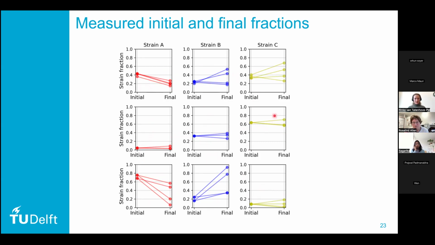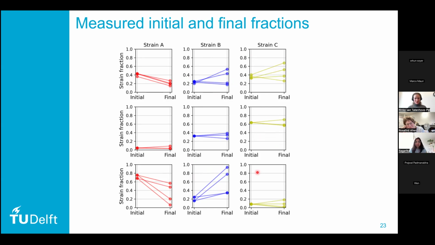This looks like a simple plot, but this is actually quite a lot of work to do all the growth and the FACS sorting, determining the fractions, and so on. If everything goes well, generating this data takes 6 weeks, I think.